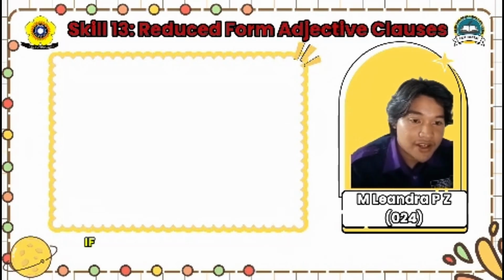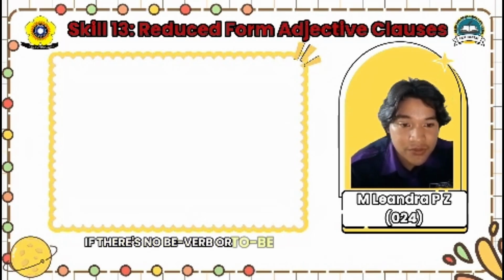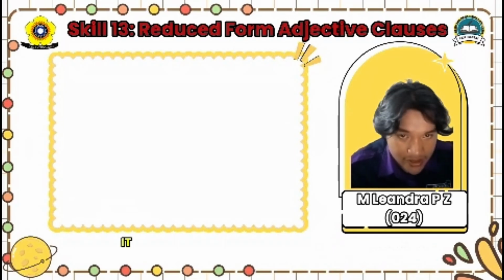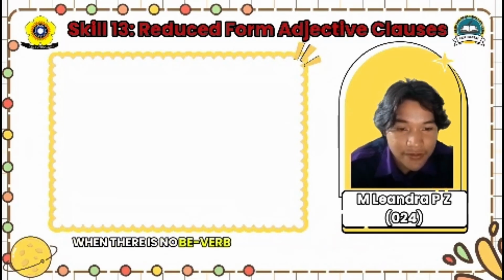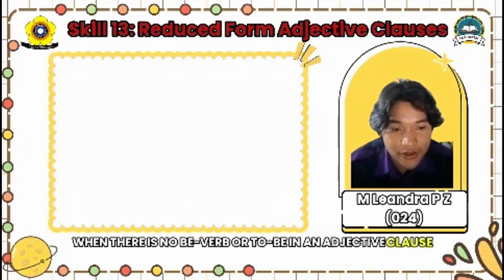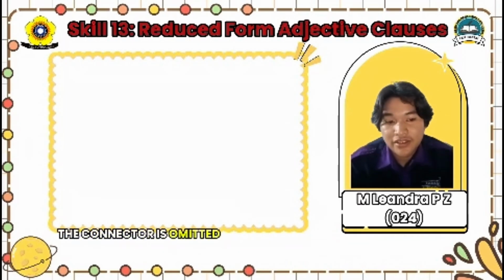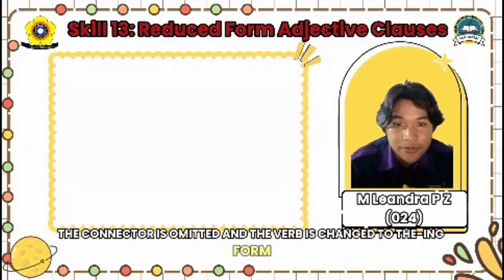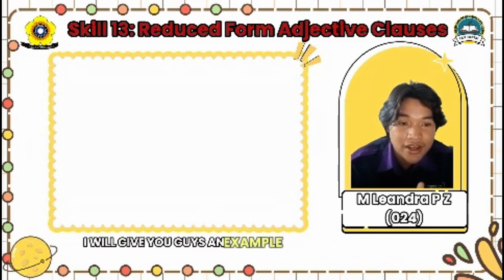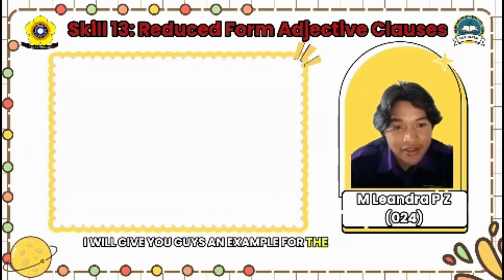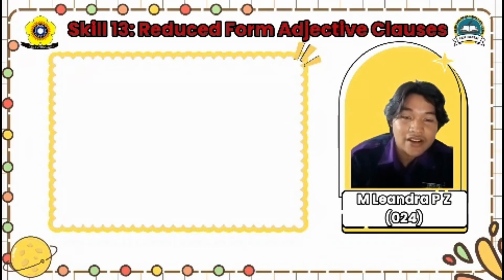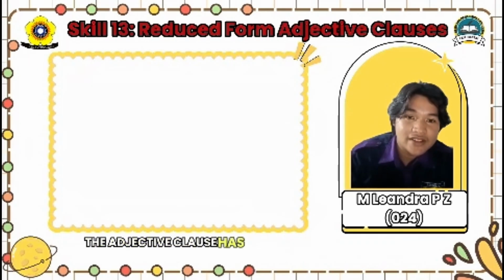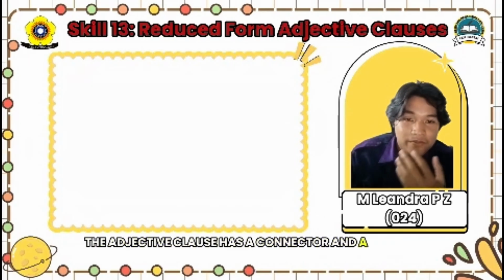What will happen if there's no be verb in the adjective clause? It is still possible to have a reduced form when there is no be verb in an adjective clause. The connector is omitted and the verb is changed to the ing form. I will give you guys an example for the sentence where the adjective clause has a connector and a be verb.